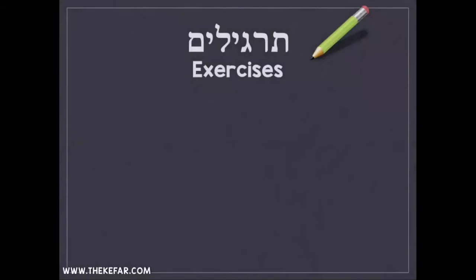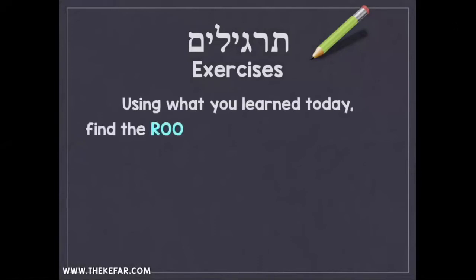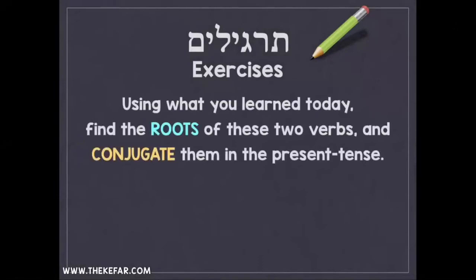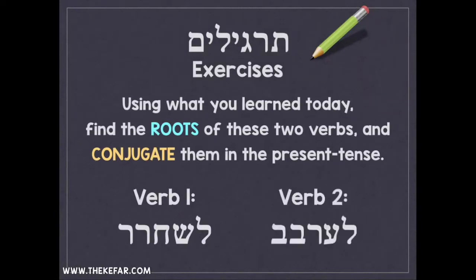And now it's time for your exercises. You're going to use what you learned today about how to conjugate 4-letter PL verbs in the present tense to conjugate these 2 example verbs. Your first one is לשחרר, which is to release or to set free. And your second verb is לערבב, which is to mix. These are your 2 verbs that you're going to use, and we will go over them in the next lesson.